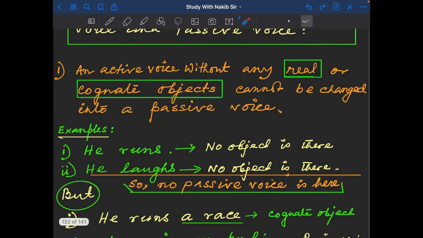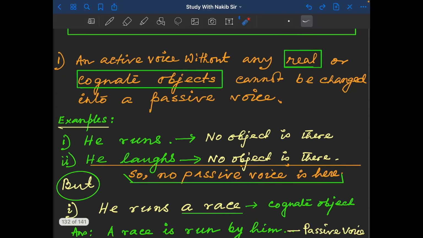So, whenever you get any sentence in the exam hall or anywhere, first see whether the sentence has any object or not. Object means the object must be real object or any cognate object. If the sentence has any object, then you can change the active voice into passive voice. And if there is no object, the sentence cannot be changed.